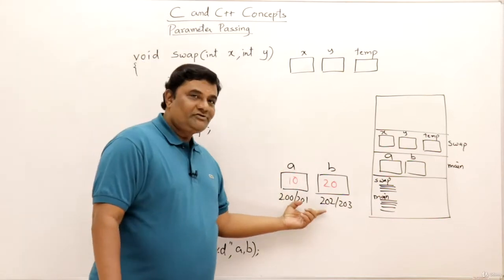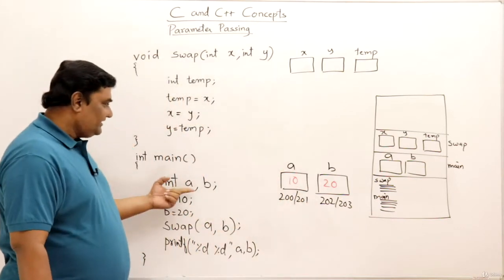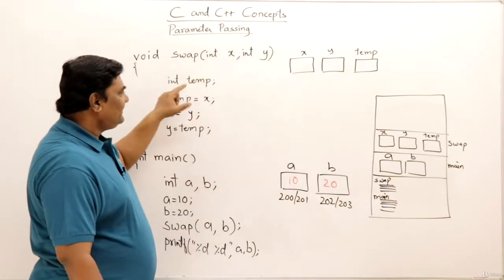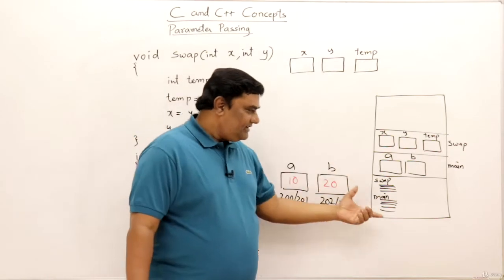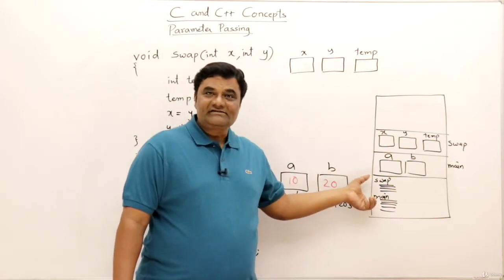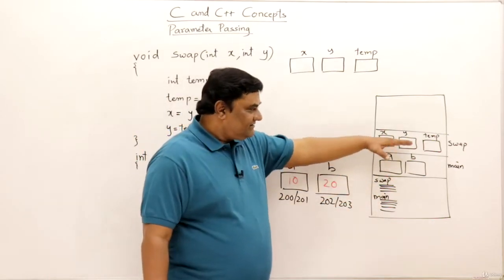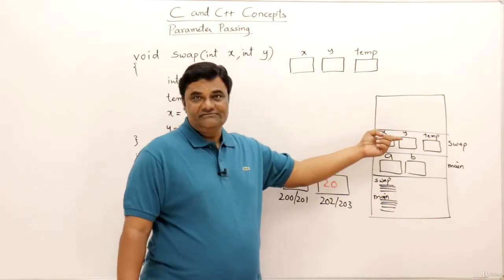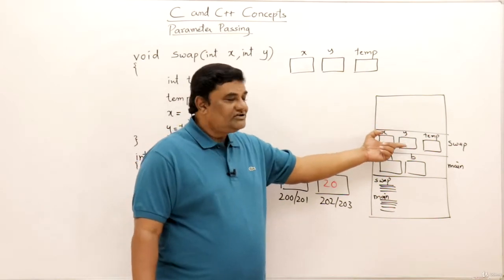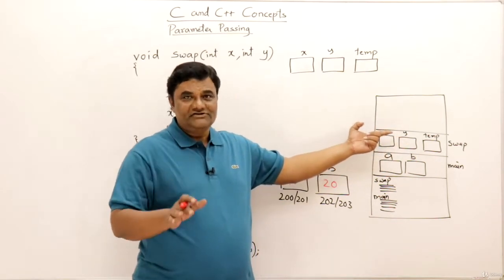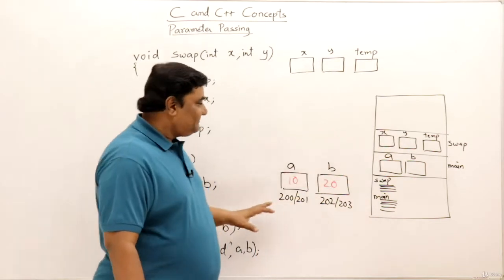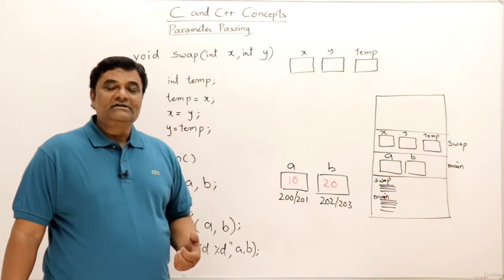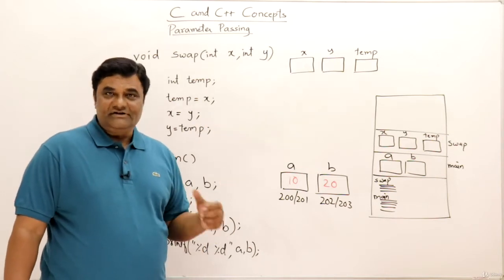Here in the diagram, I am showing the variables of main function, a and b, and these are the variables of swap function, that is x, y, and temp. Inside the main memory, this is the code section where our program is residing, and these are the stack frames or the activation records of main function and swap function. When the function swap is called, this activation record will be created and deleted when the function ends. So for explaining the working, I have taken these diagrams. Now let us understand call by value and its working.